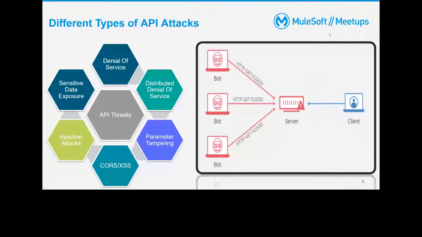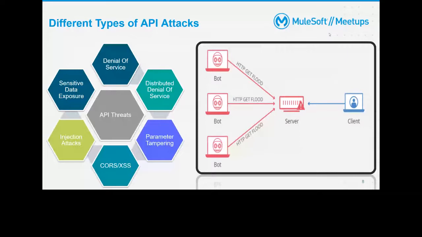Distributed denial of service is also a part of denial of service attack. In distributed denial of service, there are multiple attackers sending requests to the same API, which will consume all your server resources, and the server will not be able to process any further requests. Your server will shut down or your Mule runtime will crash. Those kinds of attacks are known as denial of service and distributed denial of service.